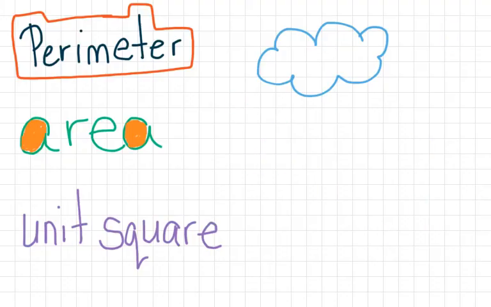Alright guys, so I know you knocked that out of the park. We're just going to do a quick review. I drew a cloud here, and I would like for you to tell me what makes up the perimeter, what makes up the area of this cloud. Alright, the perimeter, yes, is the blue line, and the area would be the white.